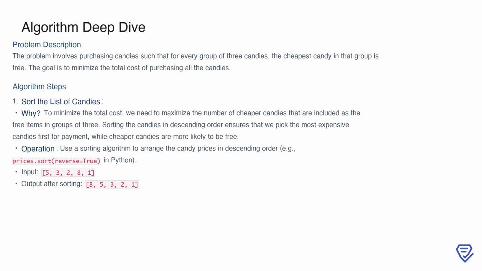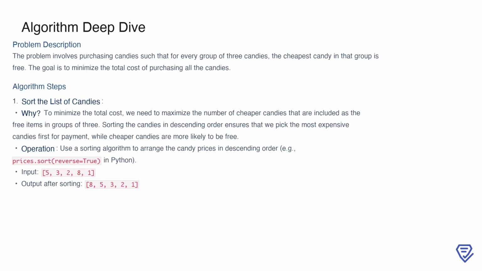To solve this problem, we need to minimize the total cost of purchasing candies while taking advantage of the discount rule. For every group of three candies, the cheapest candy in that group is free. The first step in our algorithm is to sort the list of candy prices in descending order. This is crucial because arranging the candies from most expensive to least expensive ensures that the cheaper candies are more likely to be included as free items when we apply the discount.